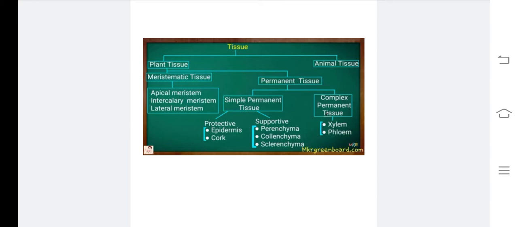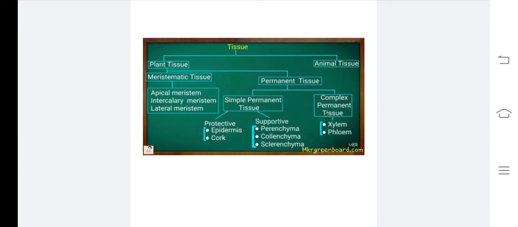Again, permanent tissues are classified into simple permanent tissues and complex permanent tissues. Simple permanent tissues help in protective and supportive functions, based on their structures. Parenchyma, collenchyma, sclerenchyma, they are the simple permanent tissues. Meristematic tissues change into permanent tissues like parenchyma, collenchyma, sclerenchyma.